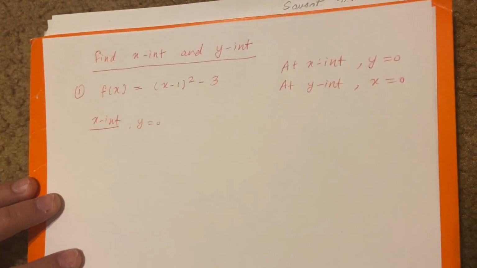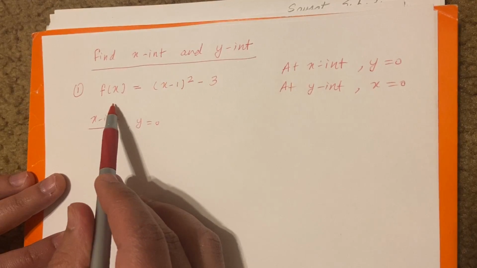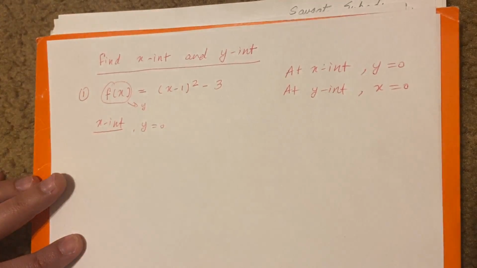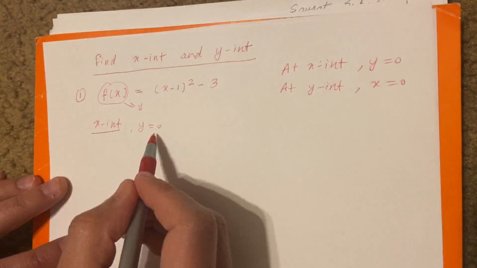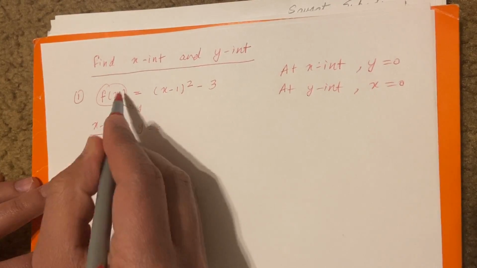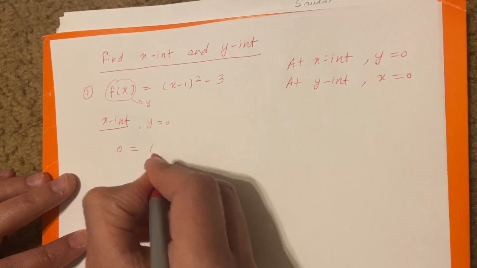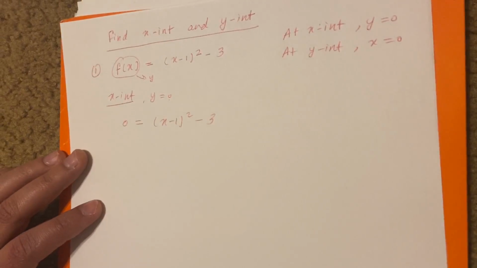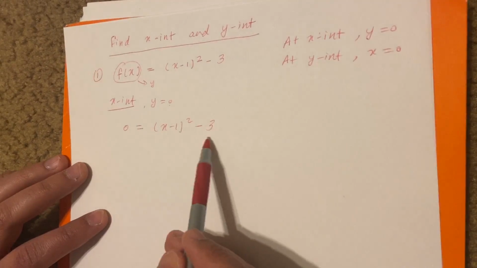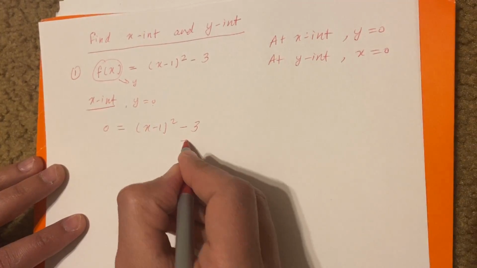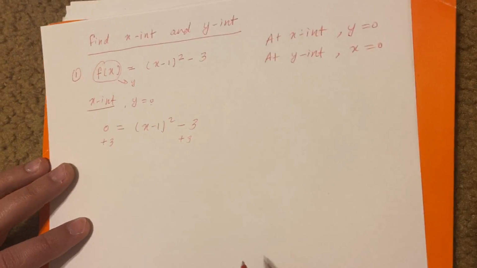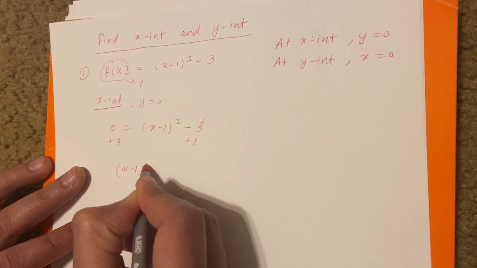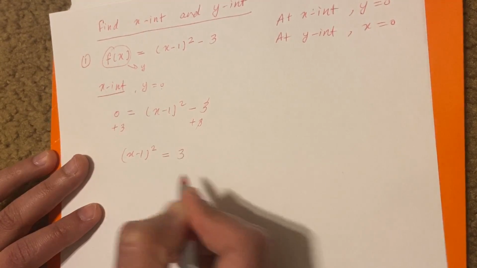Assume y is 0. From this equation, you can replace f of x by y. Whenever you see f of x, that means it's y. So assume y is 0, so the left-hand side is 0, because we are assuming this is 0. 0 is equal to (x minus 1) squared minus 3. We are trying to find the value of x, so we just add 3 on both sides. These two are gone, and on one side we get (x minus 1) squared is equal to positive 3.